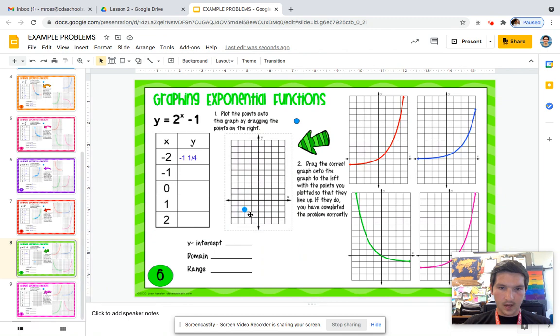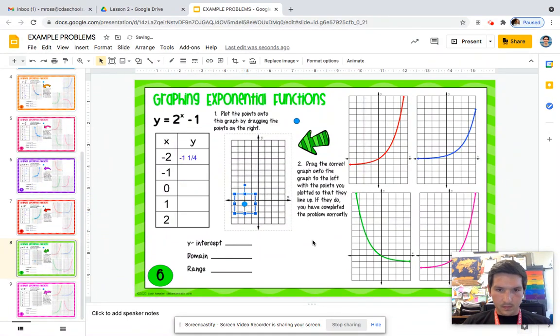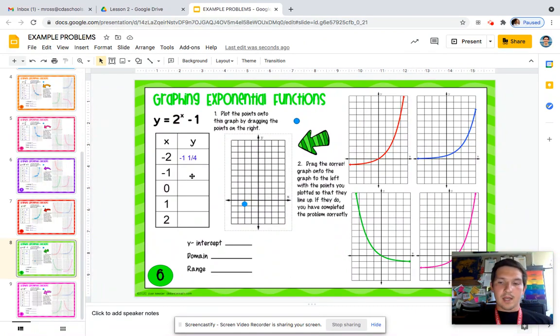Next, we can go ahead and look at -1. 2 to the -1, we know that, sorry, hold on, I'm thinking I put that point wrong. Okay, yeah, I'm so sorry. Glad I caught that. It's actually going to be right there, because 1/4 minus 1 is actually going to be -3/4. Sorry about that.